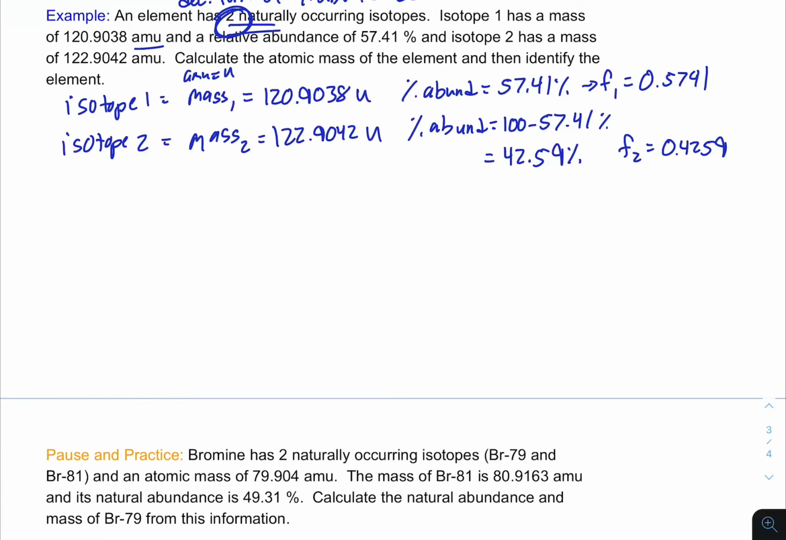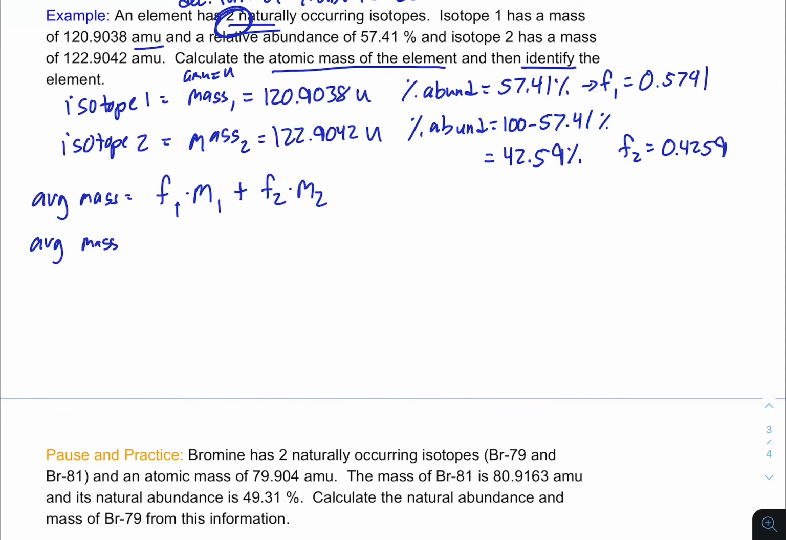We're just writing down the information that we know so far. From that information, we want to calculate the atomic mass of the element, and then from there, identify what that element is. So let's go ahead and work through this together. Let's explicitly write out our equation. So we know our average atomic mass is going to be equal to the fraction for isotope 1, mass for isotope 1, because that's our first isotope, plus the fraction for isotope 2, mass for isotope 2. I only include 2 here because we know there's only 2 naturally occurring isotopes. Let's go ahead and fill in the information that we know.